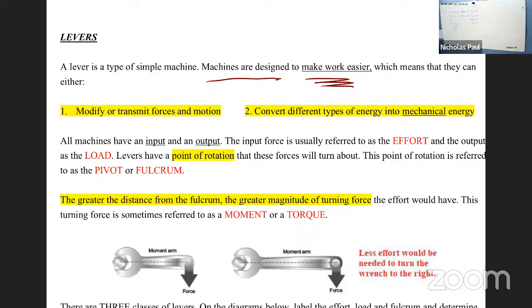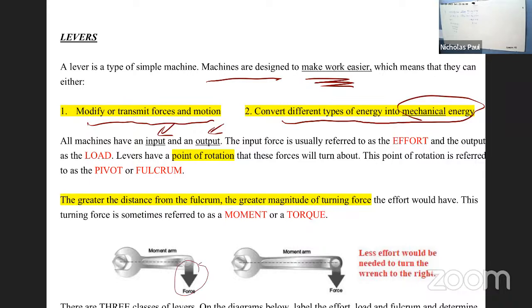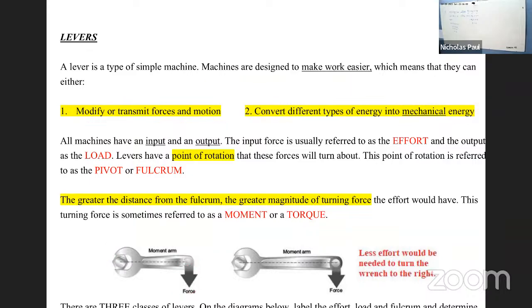How do they do that? They modify or transmit forces and motion, and they convert different types of energy into mechanical energy. Machines have input and output. For example, here, when you apply a force here, that's the input. And that input force is used to move this. The input force is normally called the effort, and the output is the load. And of course, we have the fulcrum here.